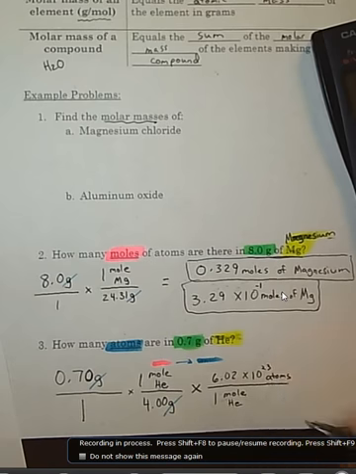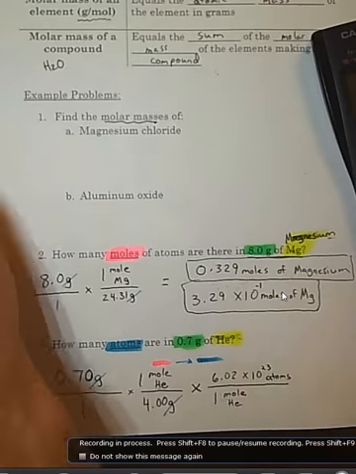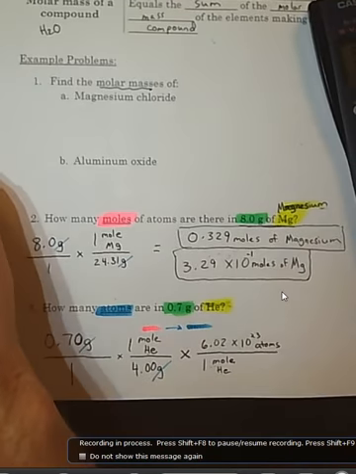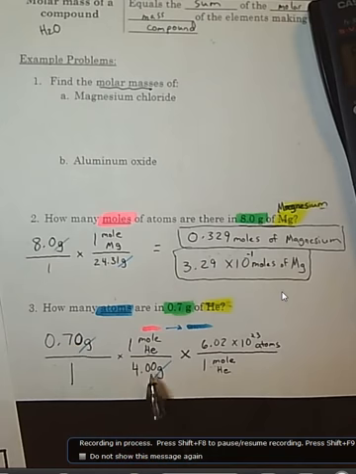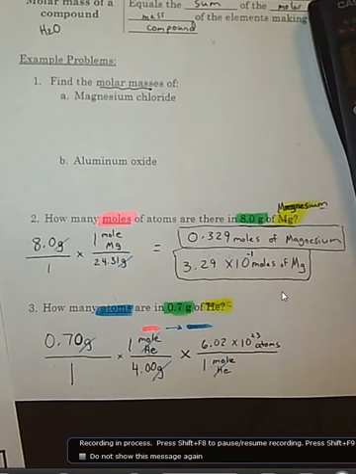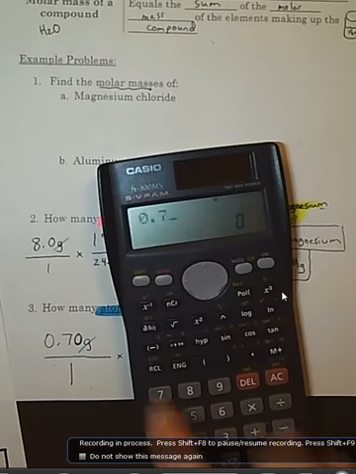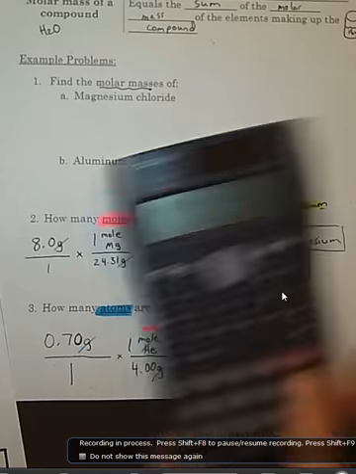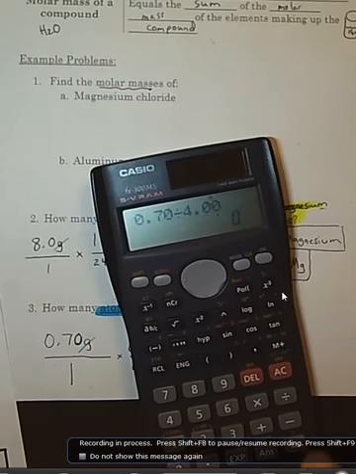Okay? So now, let's take a look at our problem. Grams and grams canceled out. Moles of helium is about to cancel out. And we're going to be left with this many atoms. Okay, so if we're looking at this entire problem, we're going to take this number, divide it by 4, and then we're going to multiply by Avogadro's number. Let's do that now. 0.70 divided by 4.00. I'm going to hit equals.